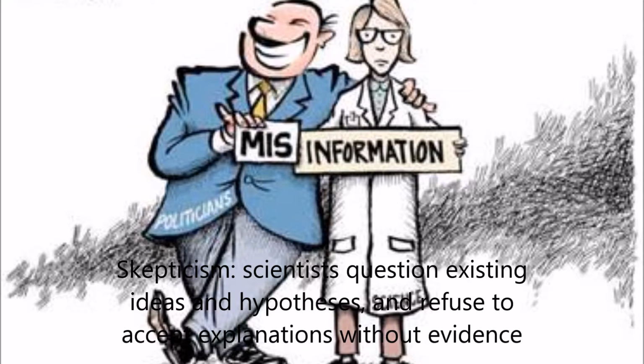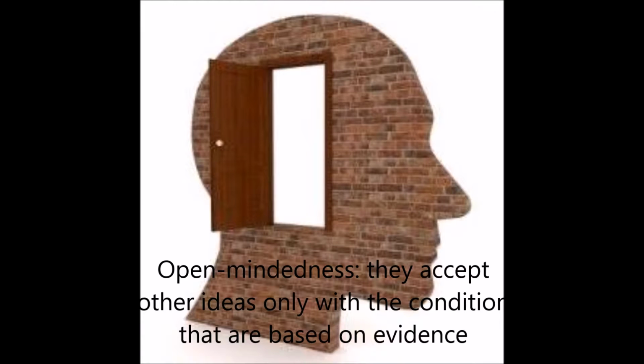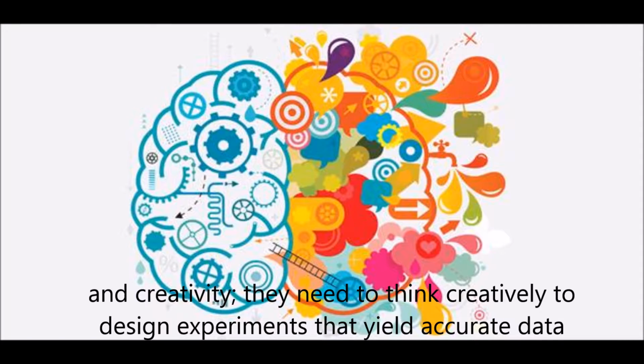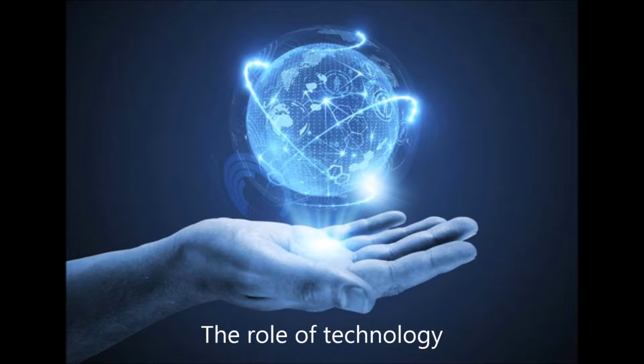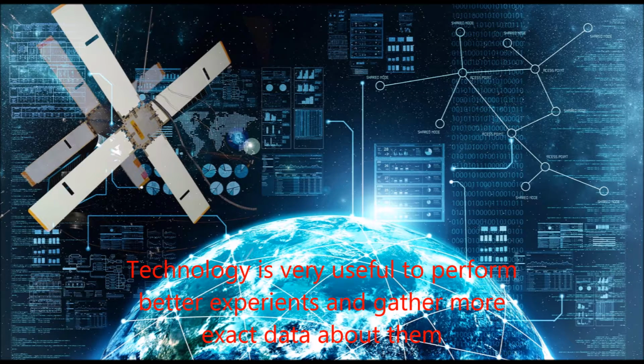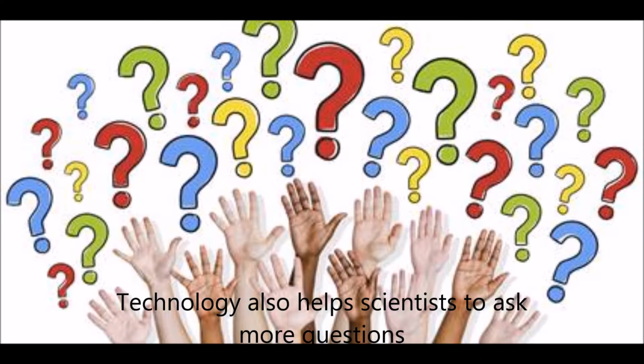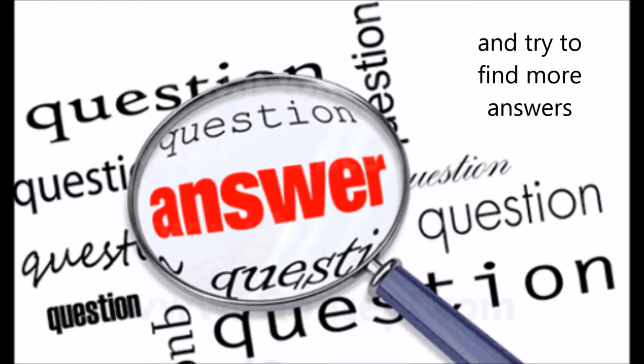Skepticism. Scientists question existing ideas and hypotheses and refuse to accept explanations without evidence. Open-mindedness. They accept other ideas only with the condition that they are based on evidence. And creativity. They need to think creatively to design experiments that yield accurate data. The role of technology. Technology is very useful to perform better experiments and gather more exact data about them. Technology also helps scientists to ask more questions and try to find more answers.